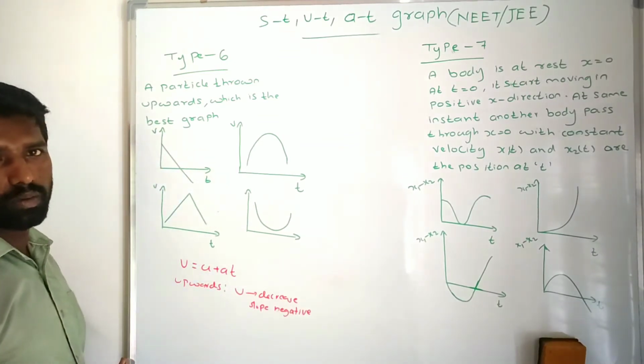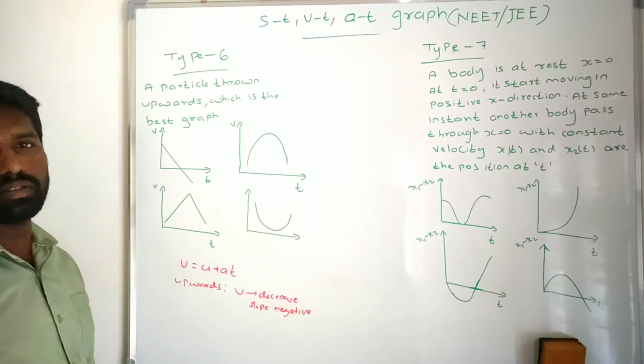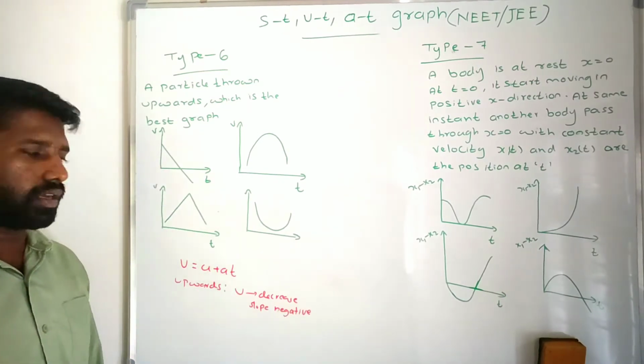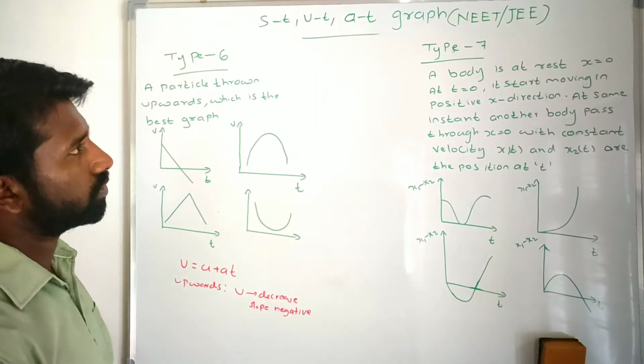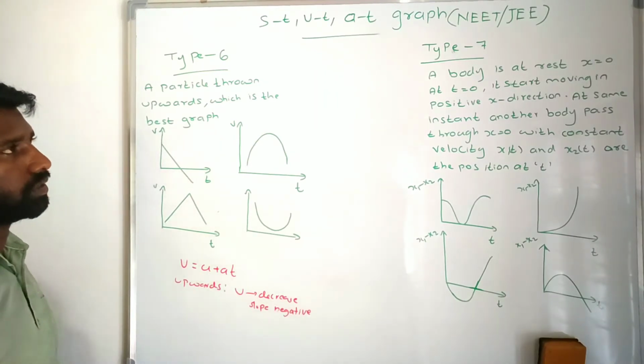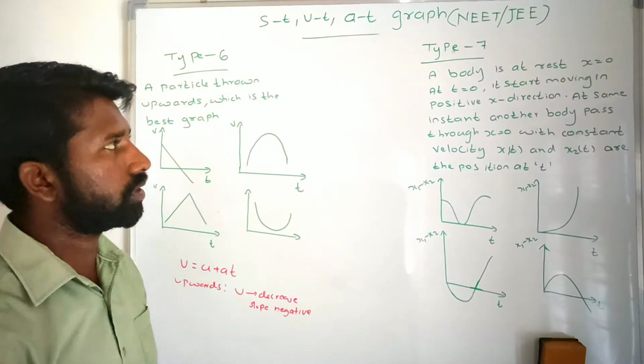That is at maximum height. Then again it increases in the same direction. Clear? Okay. Then next we will see the type 7. What about type 7?